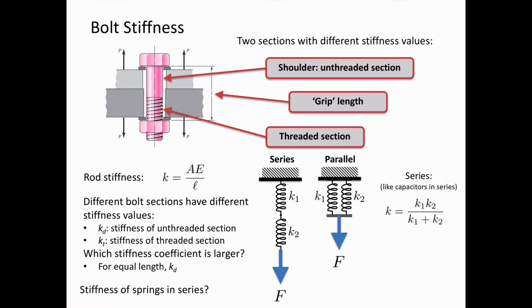So to calculate the stiffness of springs in series, we use this formula. It's very similar to calculating the capacitance of capacitors in series. And then in parallel, if we have two springs in parallel, they strengthen the overall stiffness. We're going to just simply sum the stiffness of springs in parallel.